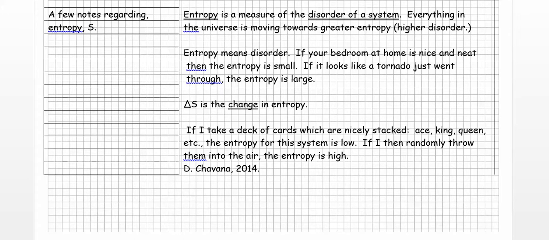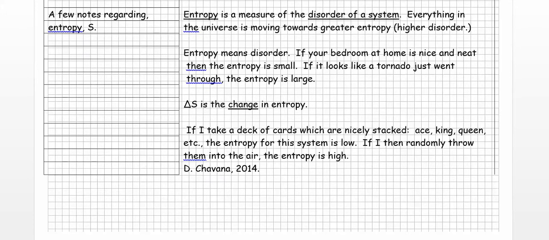All right, so again, entropy means disorder. If your bedroom at home is nice and neat, that's great. The entropy is small. But if it looks like a tornado just went through it, the entropy is large. There's a lot of disorder in that room. So again, delta S then is the change in entropy.